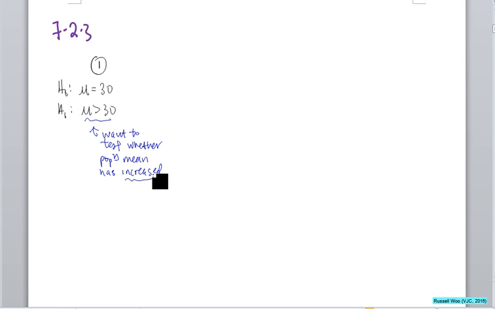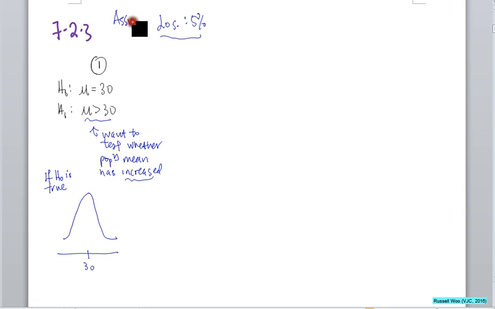Then we say, oh, okay. If H0 is true, then this is really 30. Then our assumed level of significance is 5%. Just assume. Okay, this is true. Level of significance.